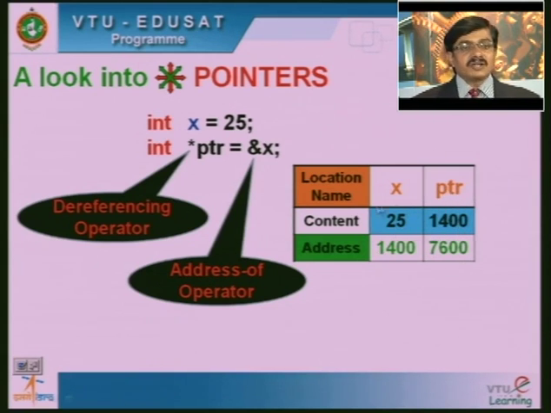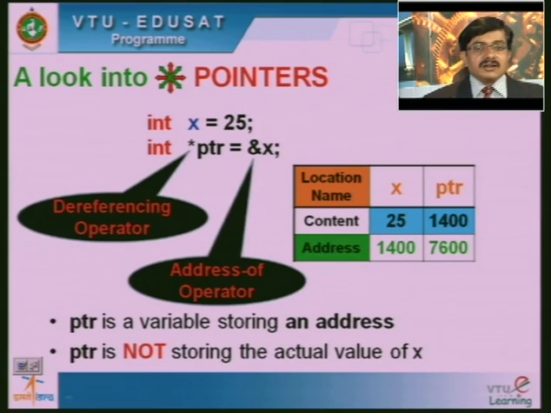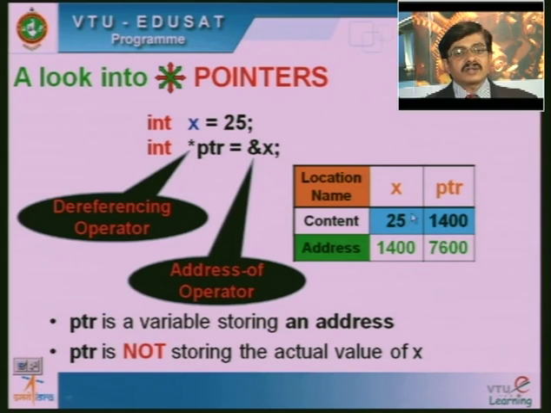And using these pointers we can have indirect accessing of the variables. We will see that in a few statements. We note here, a pointer is a variable storing an address. It is not storing the actual value of x, rather it is storing the address of x. So with ptr = &x, we are assigning the address to ptr, which is a pointer to an integer.